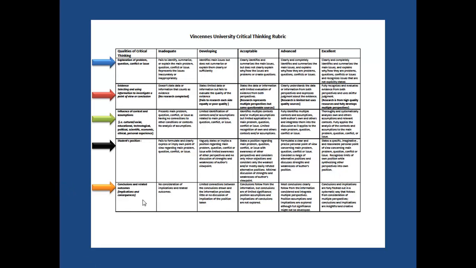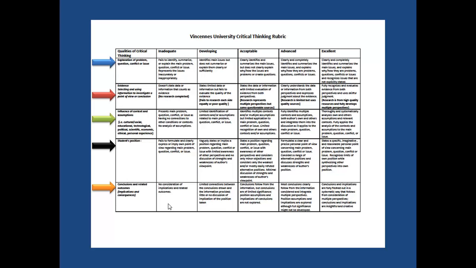The last section is conclusions and related outcomes. Our students, and students in general, are very good at saying, here's what my position is, and here's the positives of the position that I am taking.